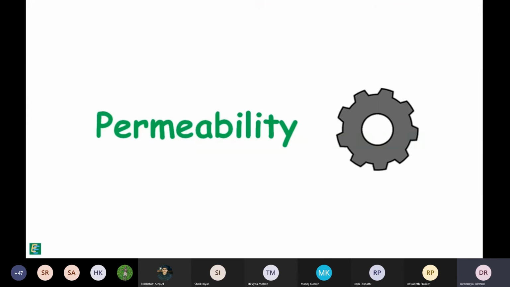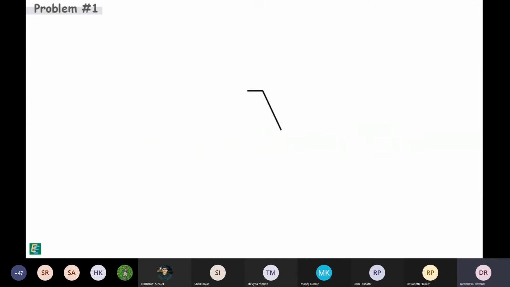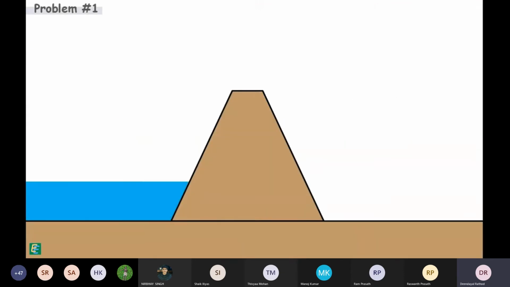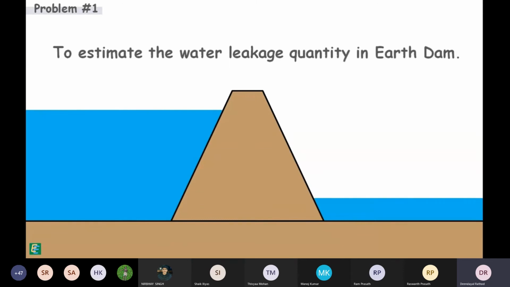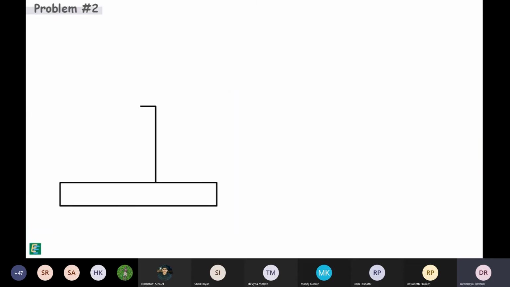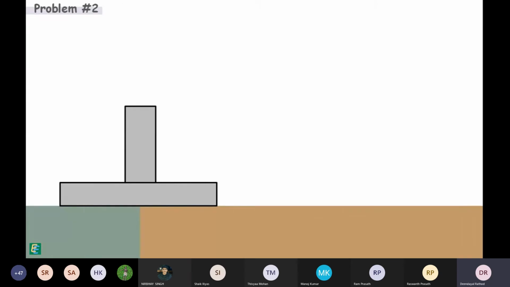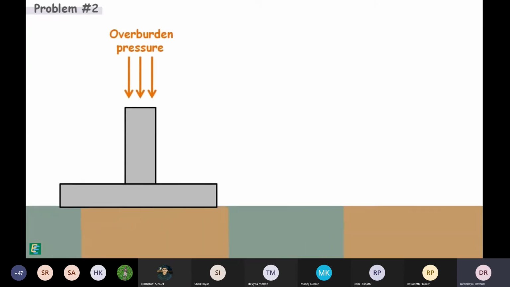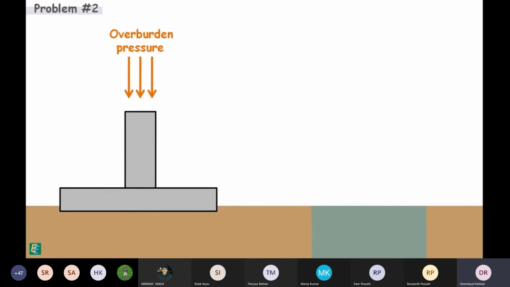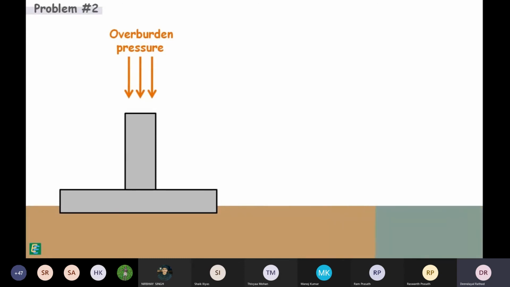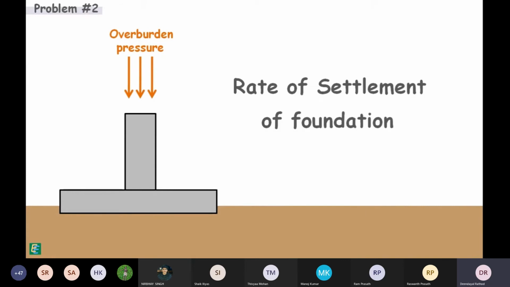Permeability is useful in many engineering problems, such as in an earth dam, where we may need to estimate the quantity of water leakage through and under it. If a foundation is resting on a certain type of soil, and because of the overburden pressure water is escaping out of the soil, we may need to know in how much time the settlement will take place. That is, the rate of settlement of a foundation or building.